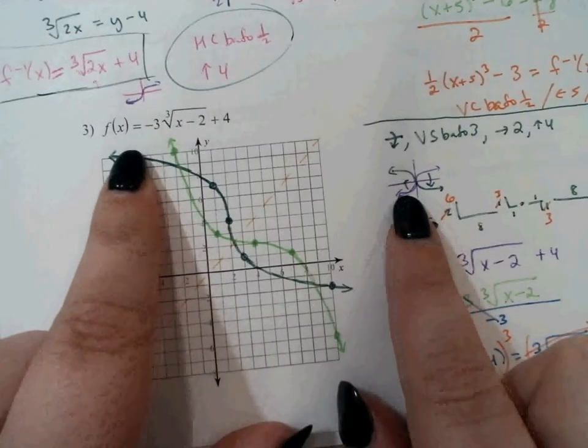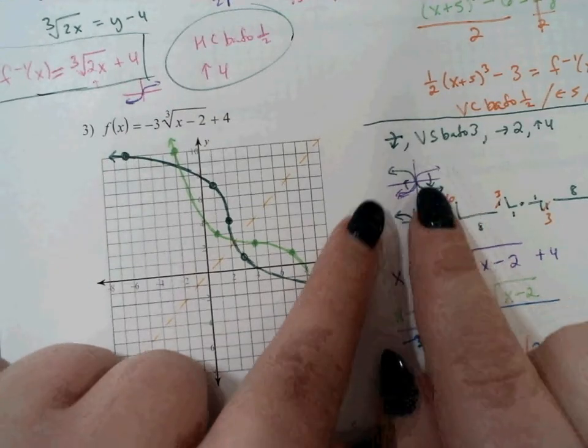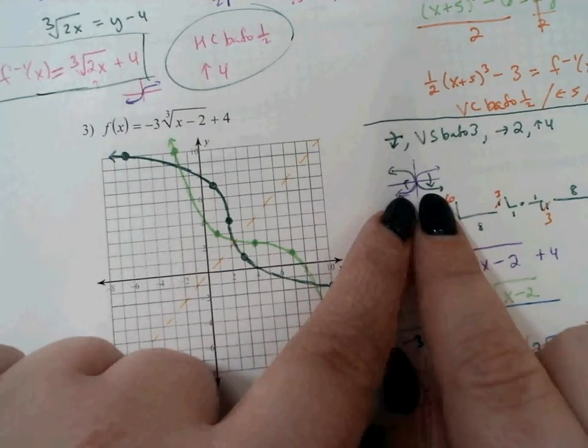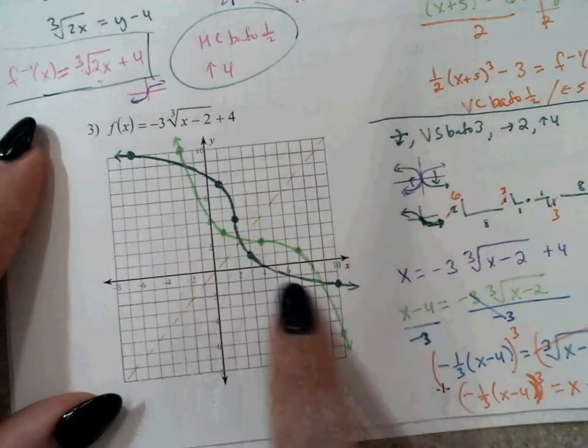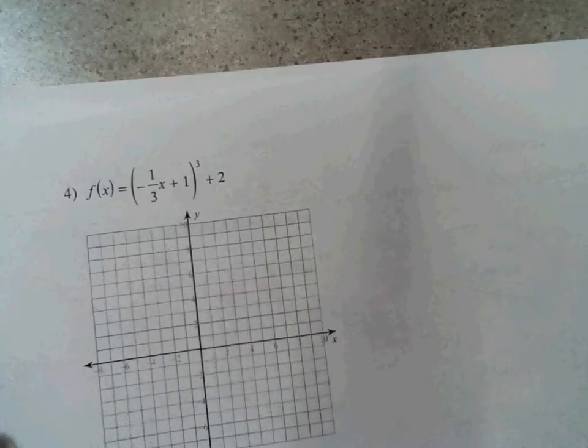On number 3, normally a cube root looks like it starts from 4 and goes up, right? But see, I reflected over the x, so this now is down here and this is up there. So that's why it looks like this. Cool. Okay. All right. Oh, we have another one. Okay.